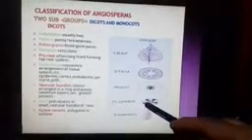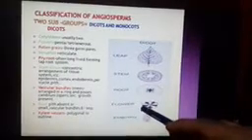Now the flowers. Here in this case the flowers are penta or tetramerous. Here merous means the leaves, or you can say whorls. So in case of dicots there may be 5 or 3 whorls. Now the pollen grains, 3 germ pores. In case of dicots, the pollen grains contain 3 germ pores.